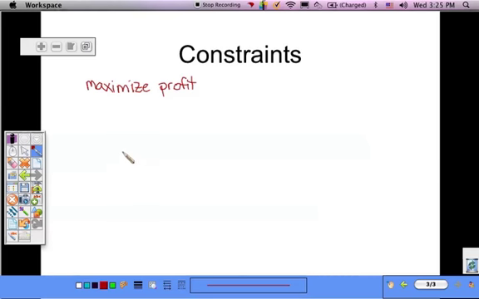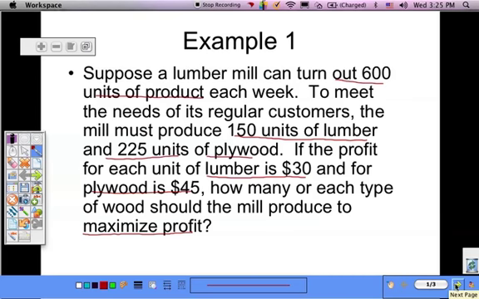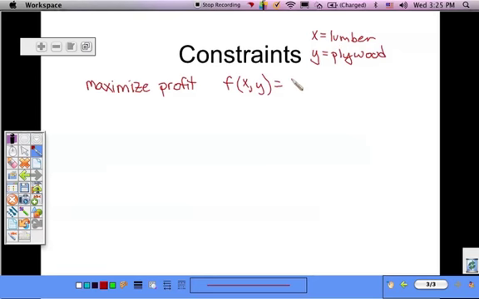Now these variables, what can change? Well, in this mill, we have lumber and plywood. So let's let x equal lumber and y equal the plywood. Well, to maximize that profit, we need to decide how much lumber to have. So the function we want to maximize is f of x, y, that lumber and plywood. Well, how much money can we make? Going back, we have $30 for lumber and $45 for plywood. So $30 for the lumber and $45 for the plywood. So here's what we want to maximize here.